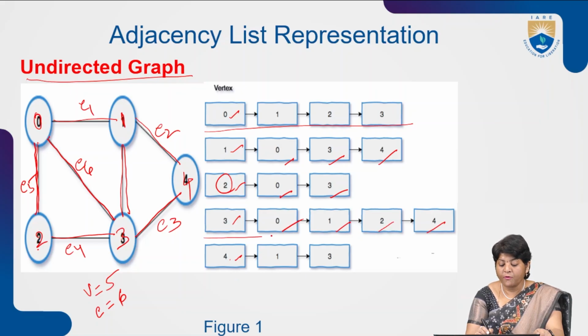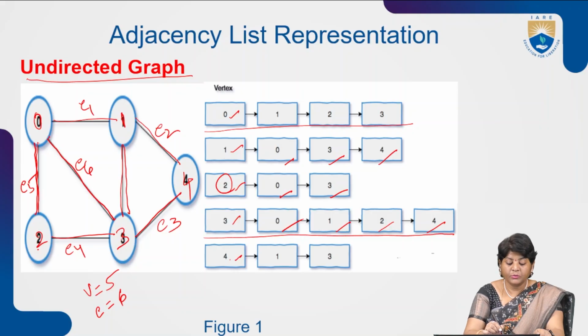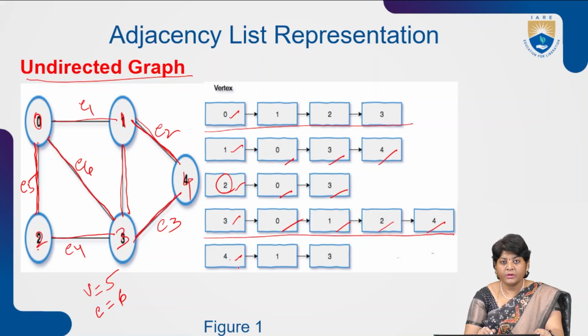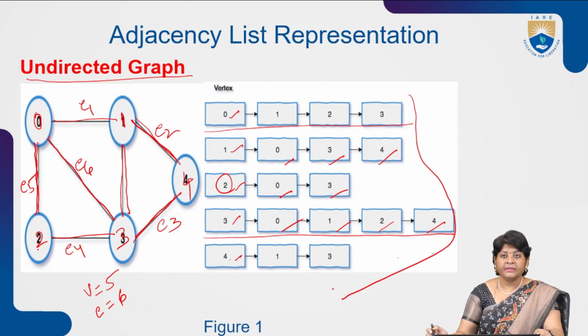So where it is in the form of a linked list, and when we come to the final vertex 4, this is connected to 1 and 3. So vertex 4's neighbors are 1 and 3. In this format, the adjacency list representation is described for a graph. This is for an undirected graph.